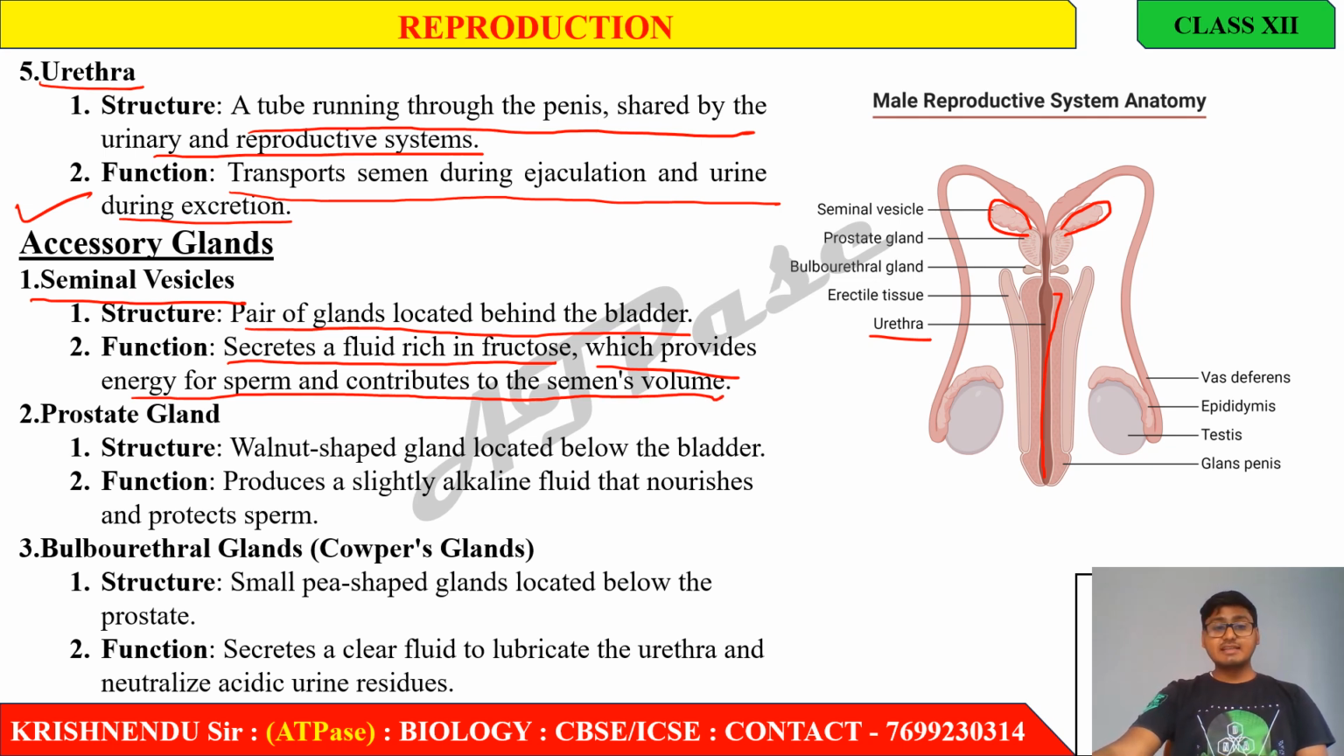Okay, seminal vesicles secrete fructose. You know, fructose is an energetic nutrient which provides energy to the sperm, and it contributes to semen volume also.